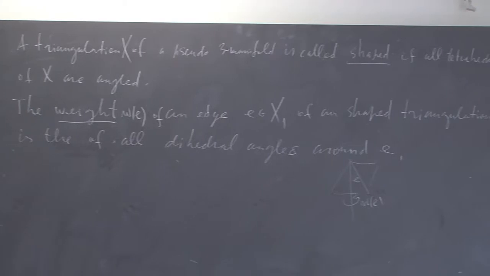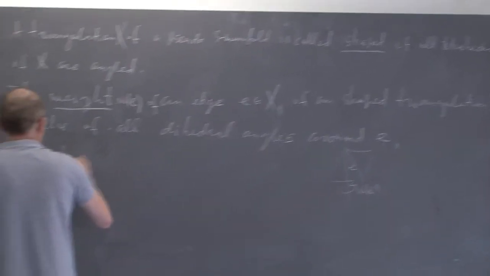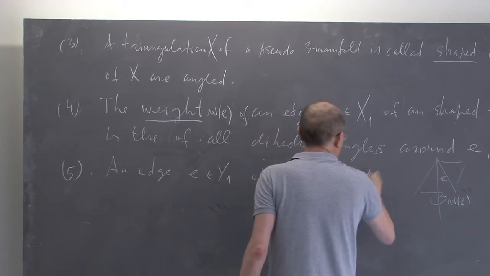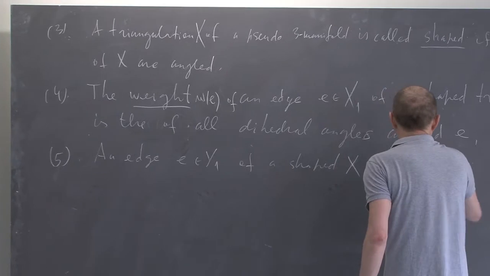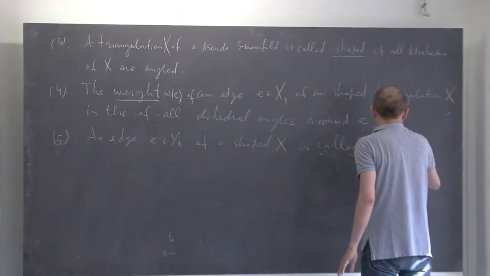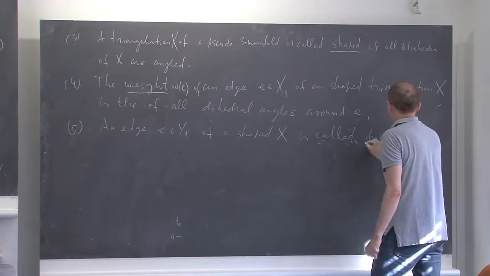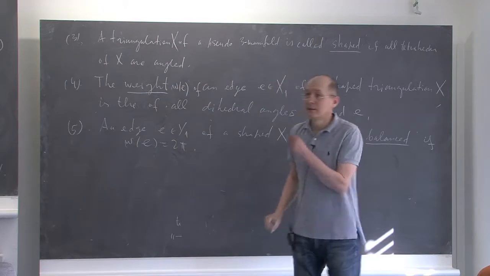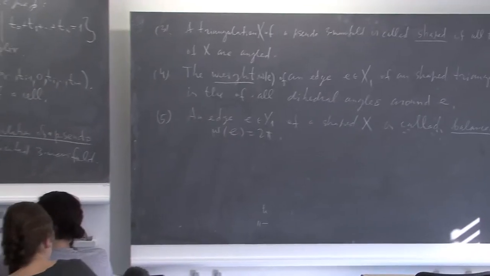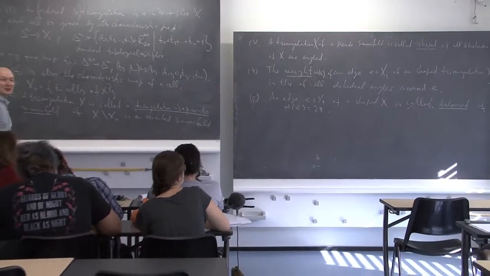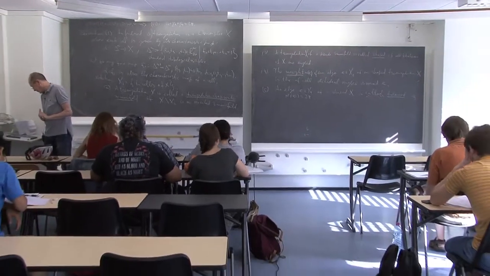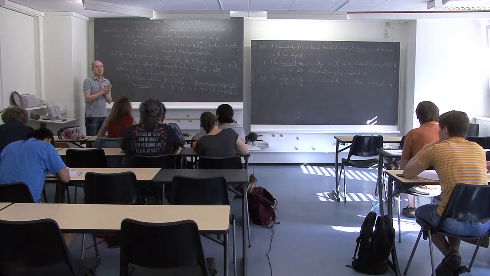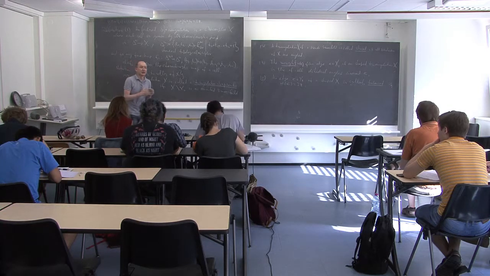Number 5. So an edge E of X1 of a shaped triangulation X is called balanced if its weight WE is 2 pi. Okay, so that's balanced, and the longest part of the definition will follow. Longest last part of the definition, and then there will be the main theorem of the course, and I'll try to describe with a simple example how we do actual calculations in that theory.